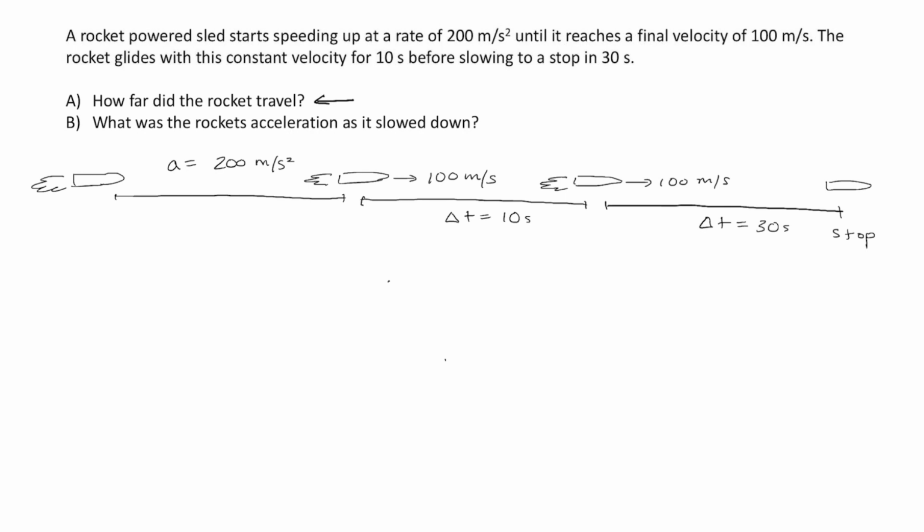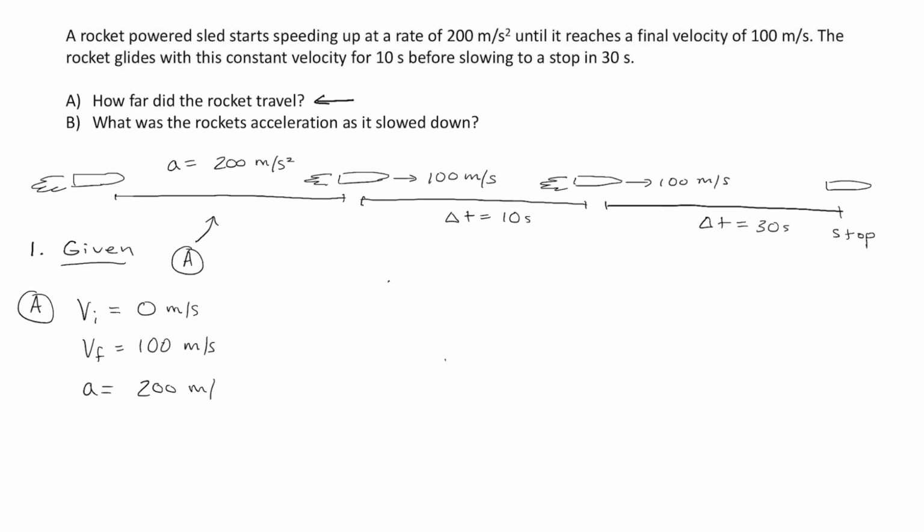We will start answering this question by writing down what was given. And because there's different velocities and acceleration throughout this entire journey, we have to break the motion down into 3 separate parts. So for the first part of this motion, we can say that the initial velocity, VI, was 0 meters per second because the rocket hadn't started moving. Then the rocket reaches a final velocity of 100 meters per second. And it does this by accelerating at a rate of 200 meters per second squared.